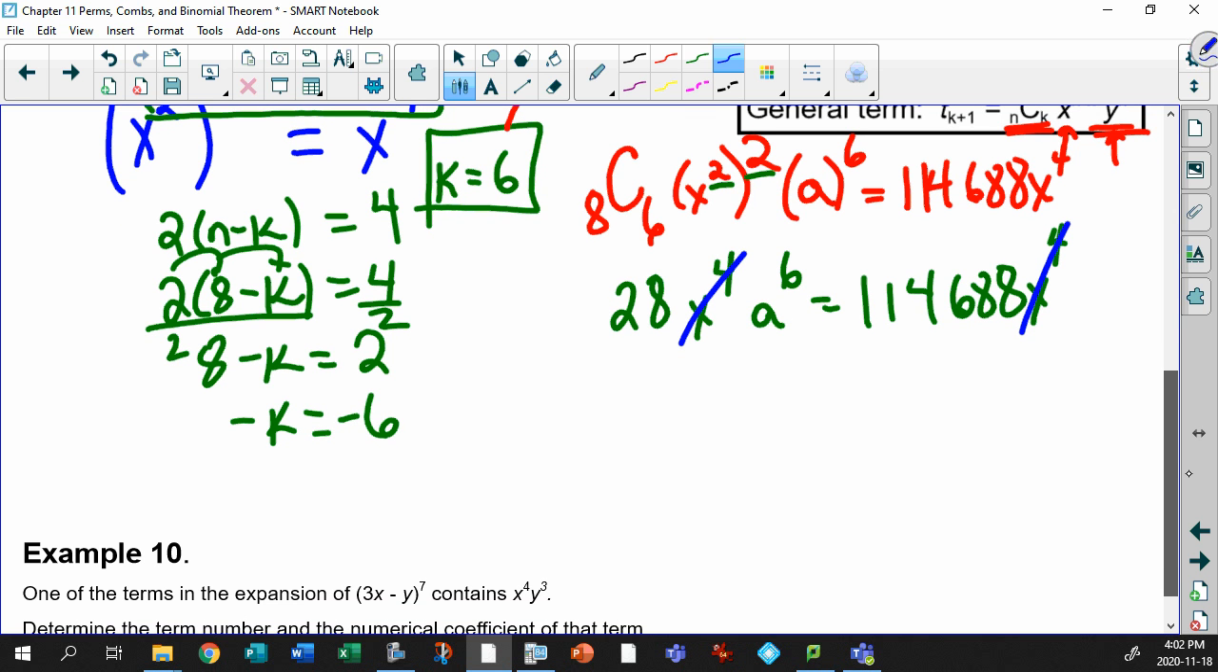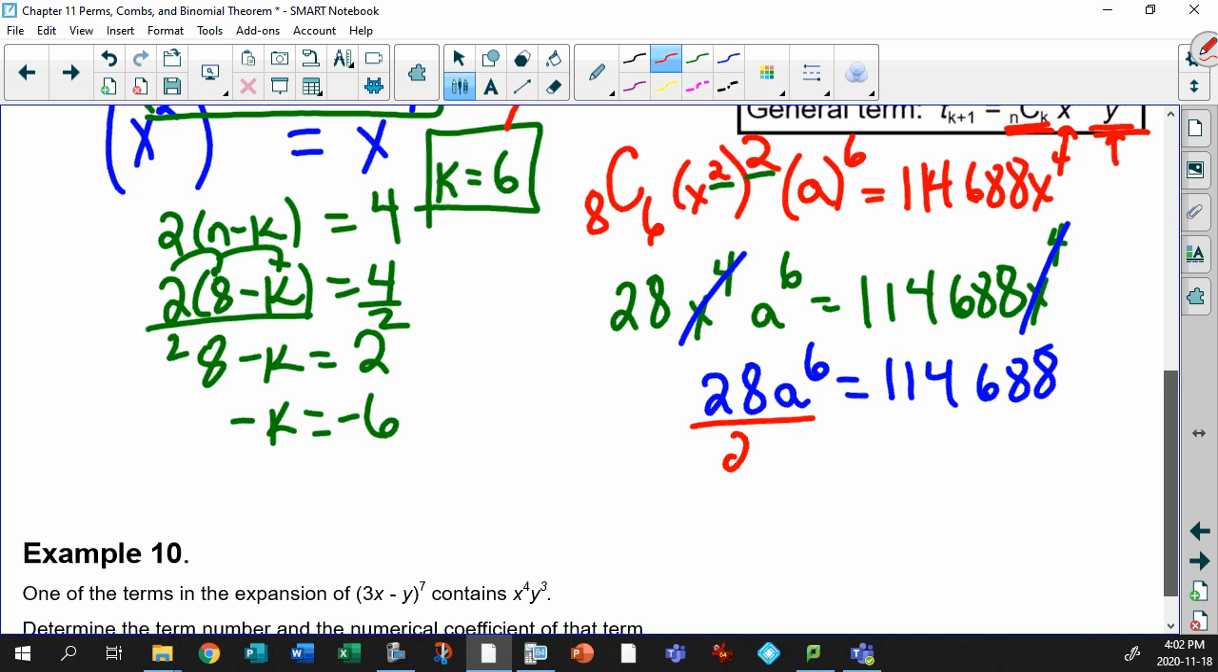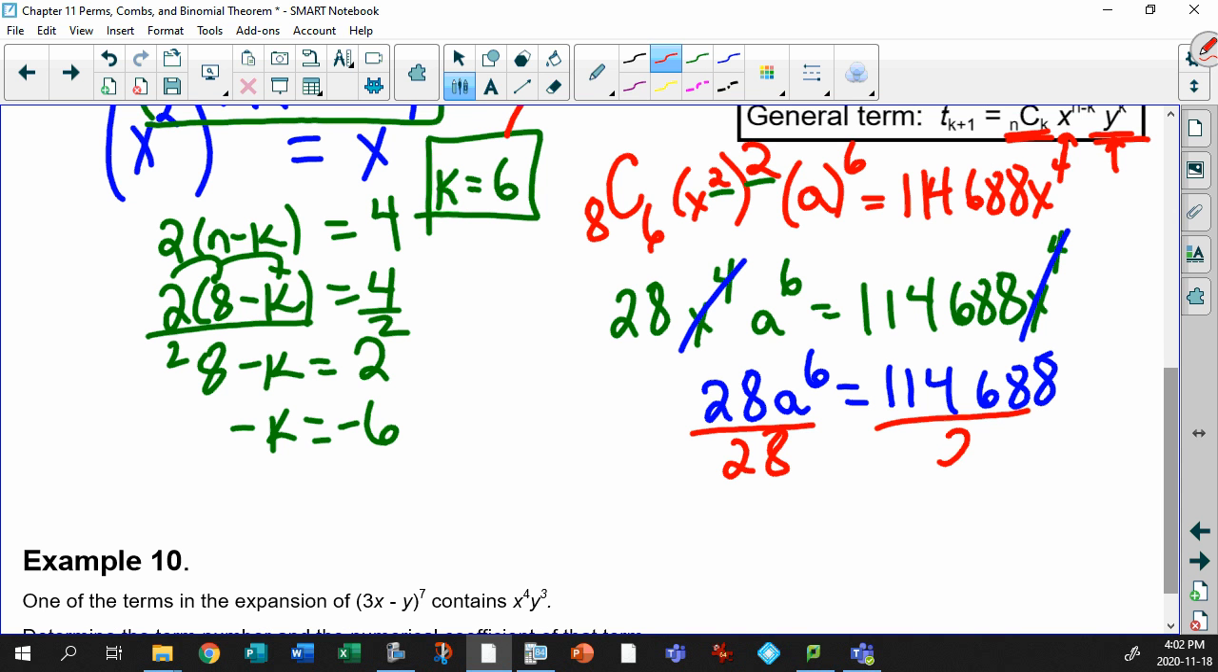So you're dealing with 28, a to the 6, equals 114,688. Well, now it's just solving. Divide this by 28. Divide this by 28. That cancels out, giving you a to the 6 works out to actually be equal to 4096. Now, 6th root, yes, it is a function on your calculator.